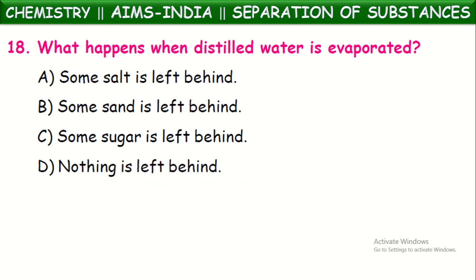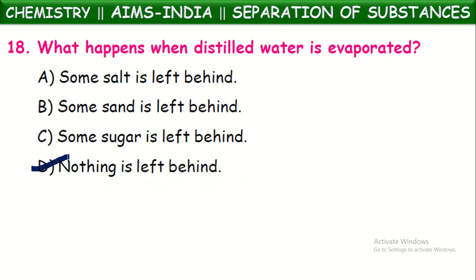Now, when we evaporate this again, or when you heat this distilled water again, what happens? That will evaporate again, isn't it? That will evaporate, and then what happens? See, options are given here. Some salt is left behind, some sand is left behind, some sugar is left behind, nothing is left behind. As we are telling, distilled water is the purest form of water as it contains no other particles. When distilled water is evaporated, nothing is left behind.